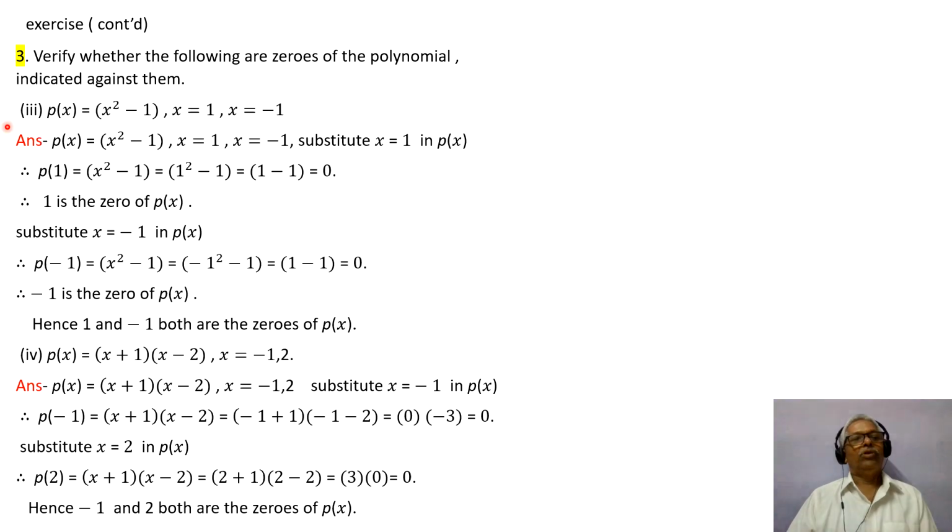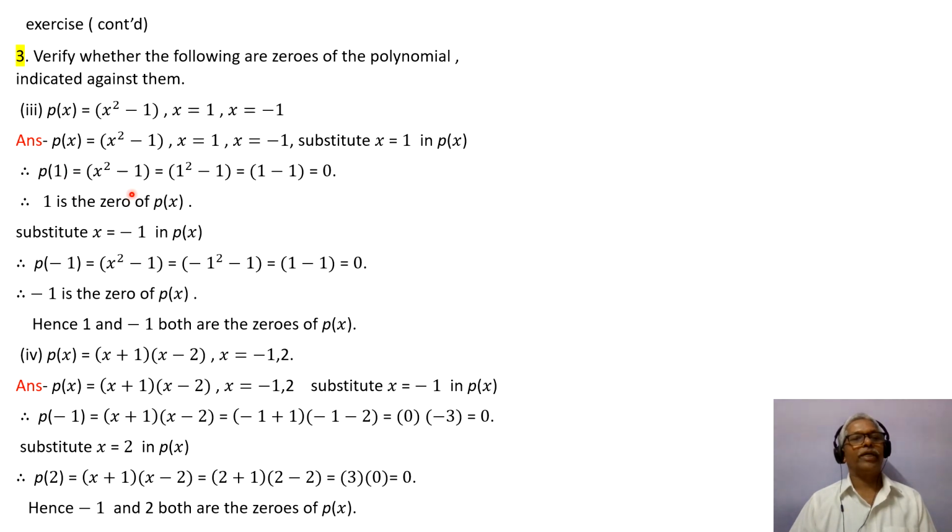Okay, so the third one, p(x) equal to x square minus 1 at x equal to 1 and x equal to minus 1. Answer, writing the whole expression again. Now substitute x equal to 1 in p(x). We have done it here.